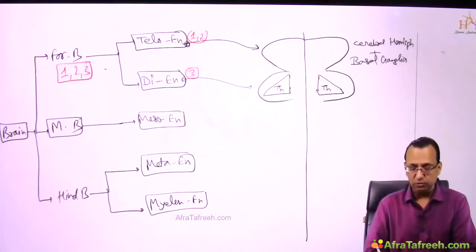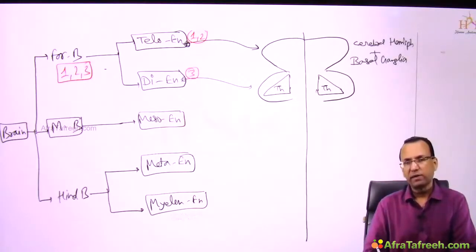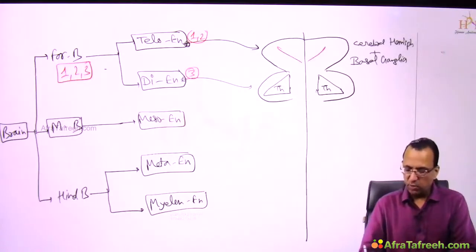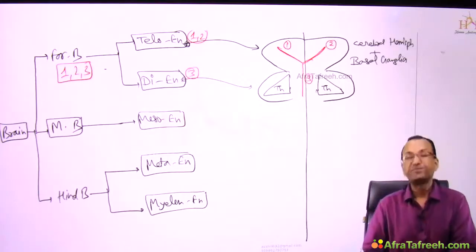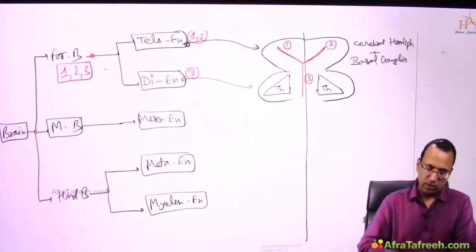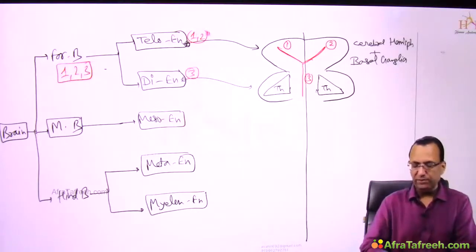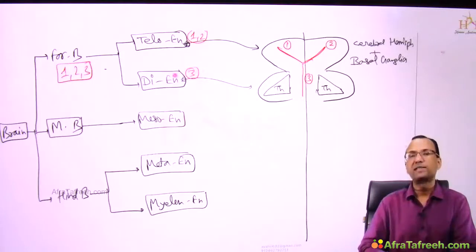If you say so, draw the Y-shaped ventricles then. As you're drawing the Y-shaped ventricle, you will see this is ventricle number 1, ventricle number 2, ventricle number 3. So this is the forebrain having ventricle 1, 2, 3. Ventricle 1 and 2 belong to the telencephalon. Ventricle 3 is the ventricle of the diencephalon.